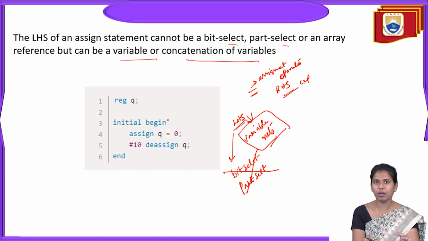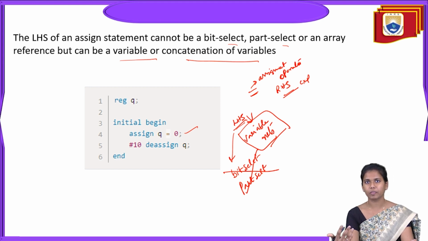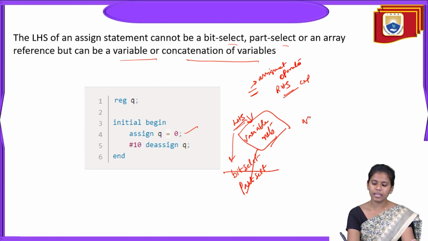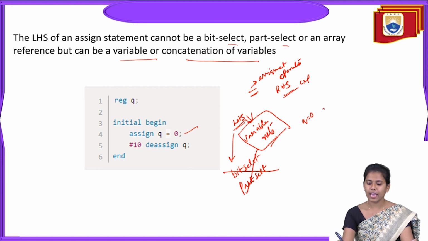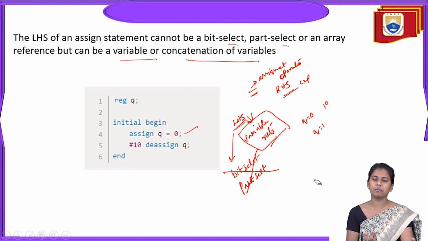It has an initial begin, and now I'm assigning. What am I assigning to the queue? I've assigned 0. After assigning 0, I want to assign again. Initially I'm assigning 0, and after 10 nanoseconds of delay, I want to assign 1 to q. So first, initially, I need to mention assign q is equal to 0. Then after 10 nanoseconds of delay, I want to give some other value.